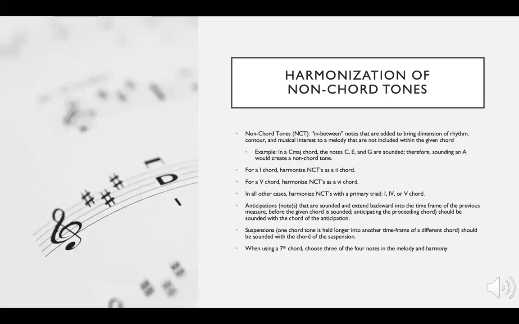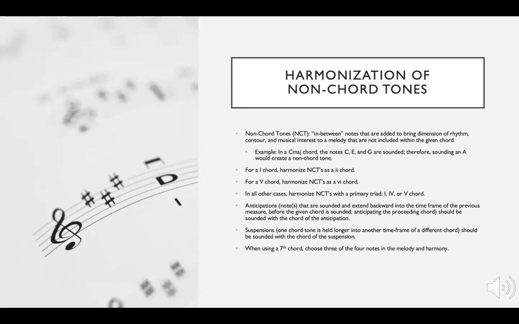In any given excerpt of music, there are going to be a few notes that are not part of the chord that is in the chord progression or metric harmonization. These notes are called non-chord tones, which are in between notes that are added to bring dimension of rhythm, contour, and musical interest to a melody that are not included within the given chord. So for example, if I had a C major chord with the notes C, E, and G, if I sounded an A, that would create a non-chord tone.